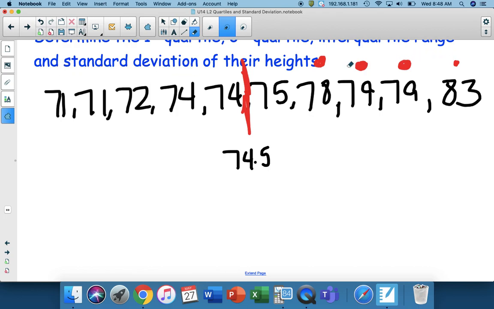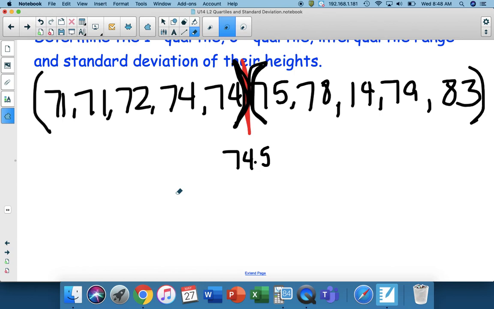I'm going to leave that red line up just to remind you guys that that's our halfway point, all right? That's our median. So that's our middle point right here. So when I cut the list in half, I don't include the median. So my lower half goes from 71 to 74. My upper half goes from 75 to 83.